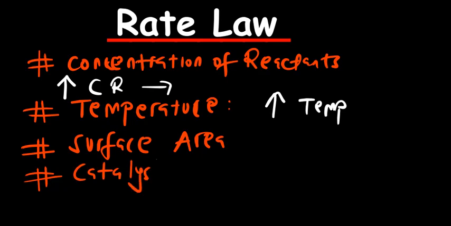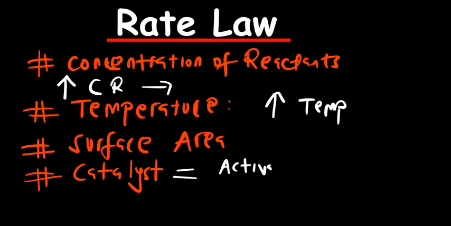Then we can also talk about a catalyst. Okay, so basically you're going to have metal catalyst, biological catalyst, and other forms of catalyst. Basically, when you add the catalyst, it just speeds up the rate of a chemical reaction without itself being consumed in the process. So how does it do this? It does that by lowering the activation energy, which we are going to talk about.